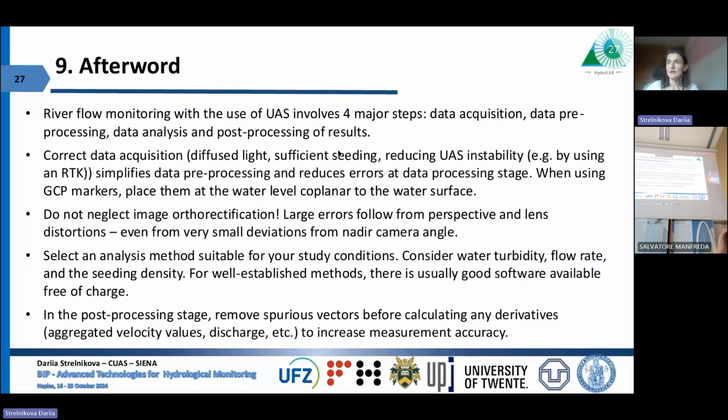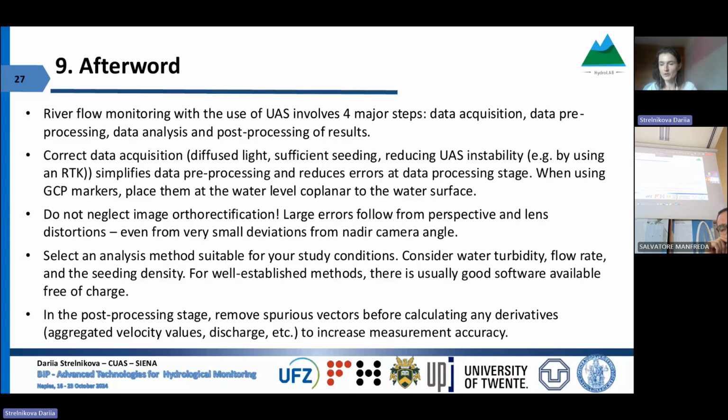And last but not least, just a summary for you to take away. When we monitor flow with the use of UAS, we have these four steps: acquisition, pre-processing, analysis, and post-processing, and none of them can be ignored. We cannot just do analysis and think that it's all fine. We have to pre-process, we have to post-process to get results which are close to the real world and not some imaginary data. Then it's important to keep in mind the best practices.